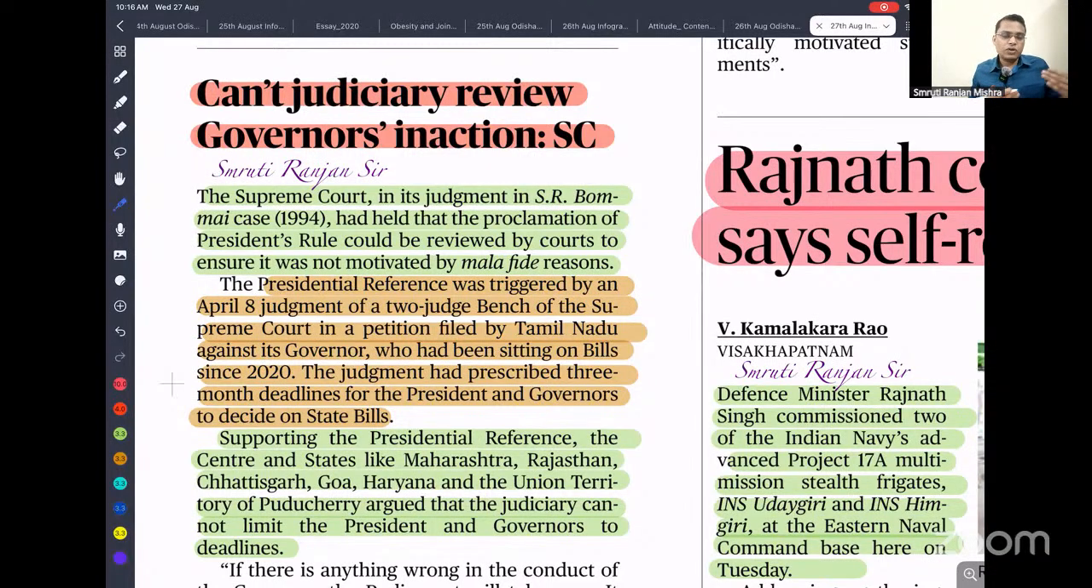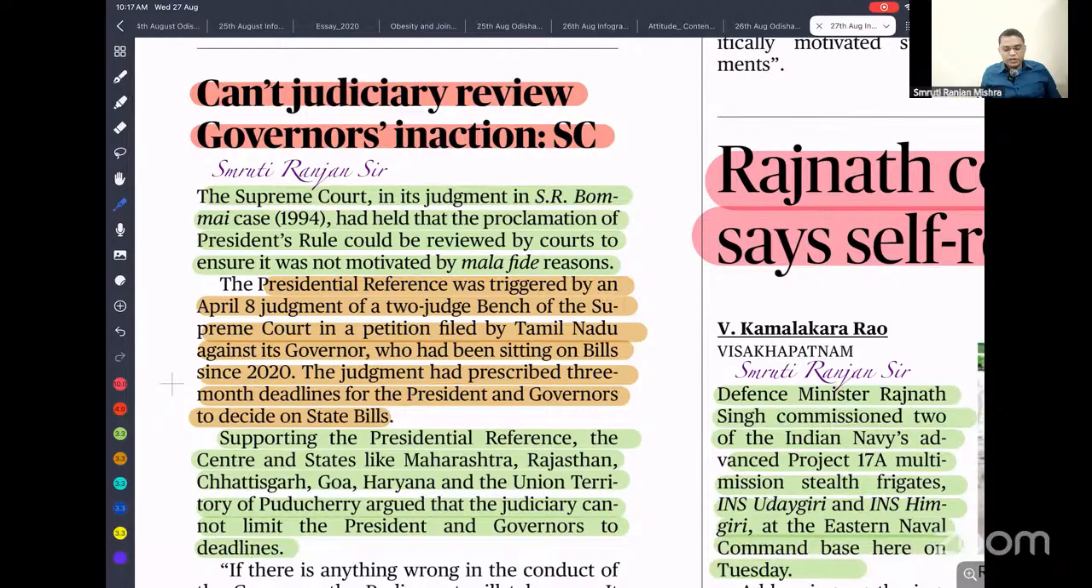So to counter that argument, the Supreme Court asked: don't you think the Supreme Court can have judicial review over the governor's action? In its judgment in S.R. Bommai, which you need to remember as it is a very important judgment regarding federalism, the Supreme Court held that the proclamation of President's Rule should be reviewed by the court to ensure it is not motivated by malafide intention.